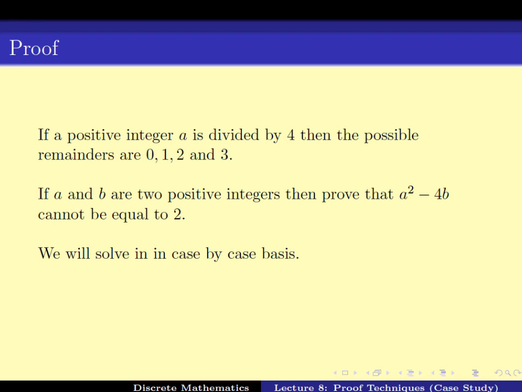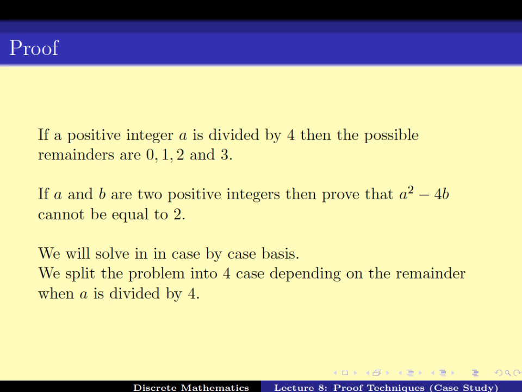Or in other words, we can say that, okay, let A be the integer that is divisible by 4, which means that the remainder is 0. Then can I prove it? Secondly, the second case will be if A when divided by 4 has remainder 1, can I prove it? That will be the second case. Third case and fourth case similarly for remainder 2 and 3. So that is basically the plan. So we split the problem into 4 cases depending on the remainder when A is divided by 4.